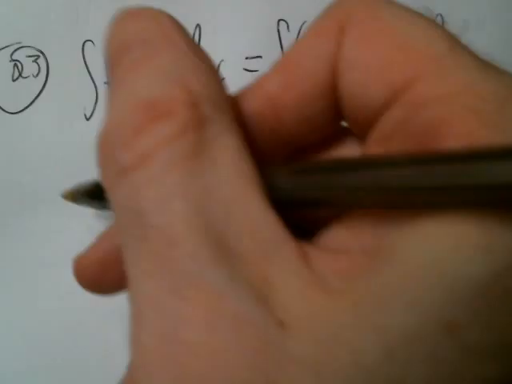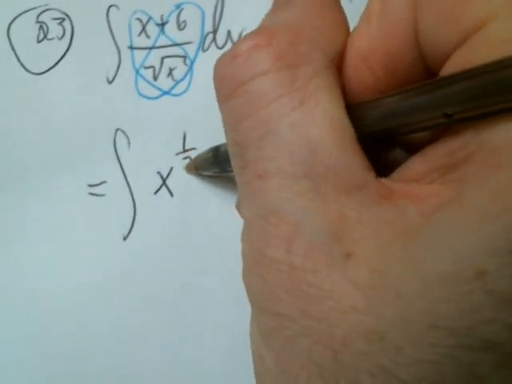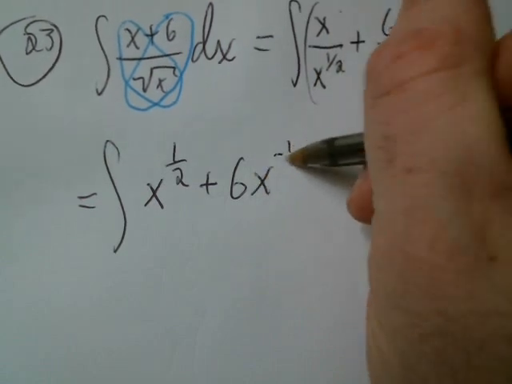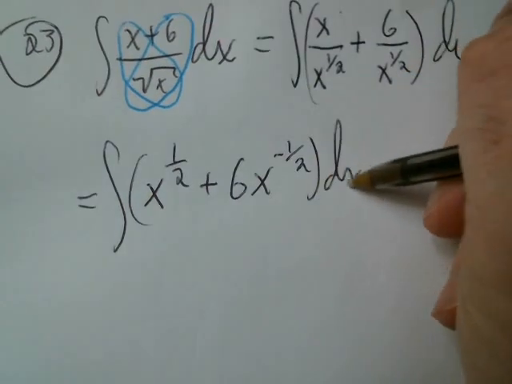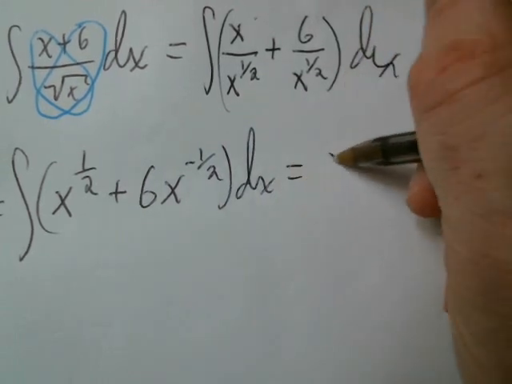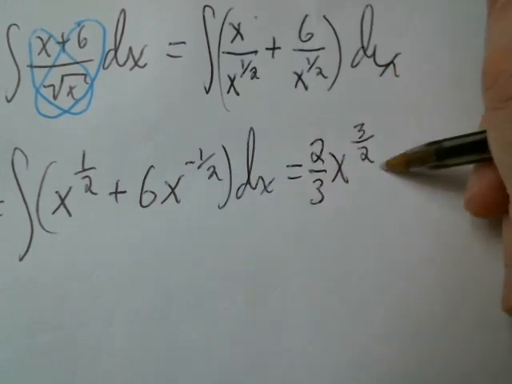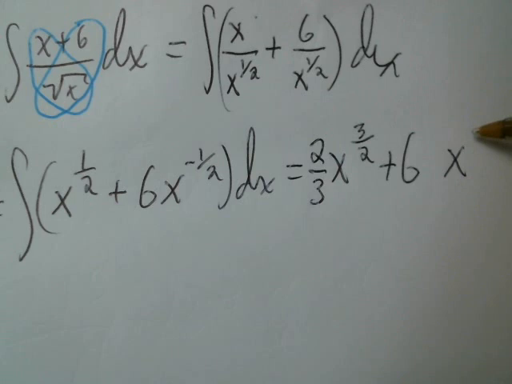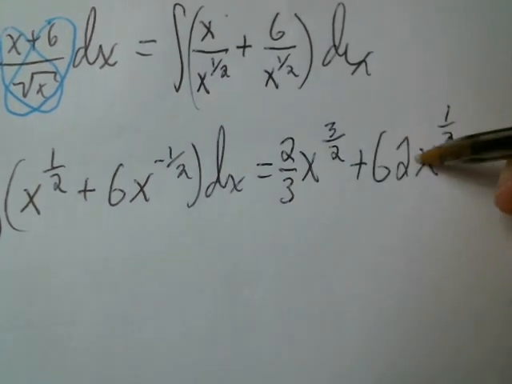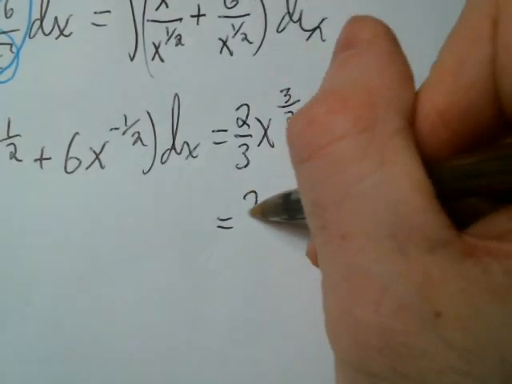So x to the 1 over x to the 1/2, you subtract the exponents, right? So you get x to the 1 minus 1/2, which is x to the 1/2, and then plus 6x to the negative 1/2. Then we need to add 1 to the old exponent and divide. So I'll get x to the 3/2 divided by 3/2, same as multiplying by 2/3, plus 6 times x now to the negative 1/2 plus 1 is 1/2, divided by 1/2 is the same as multiplying by 2, and then plus c. And then clean it up.